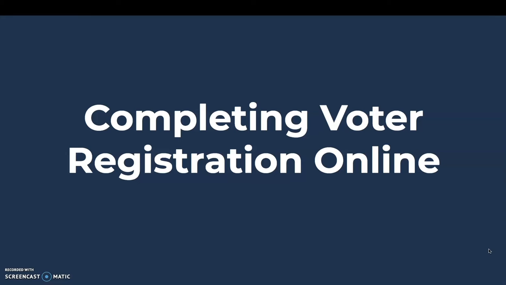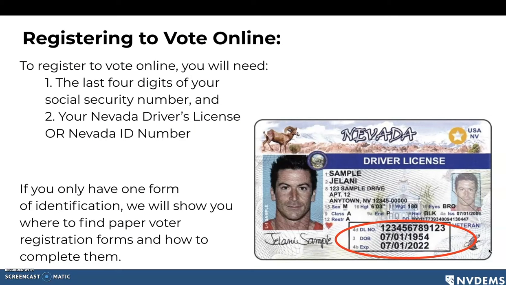So, the next step, now that you know who is eligible, is completing your voter registration online. In order to register to vote online, you'll need the last four digits of your social security number and your Nevada driver's license number or your state issued Nevada ID number. If you only have one form of identification, we'll show you where to find paper voter registration forms and how to complete them. In case you're not sure where to find your driver's license or Nevada state issued ID number, it's usually on the bottom part of your ID card, circled right there on the right.